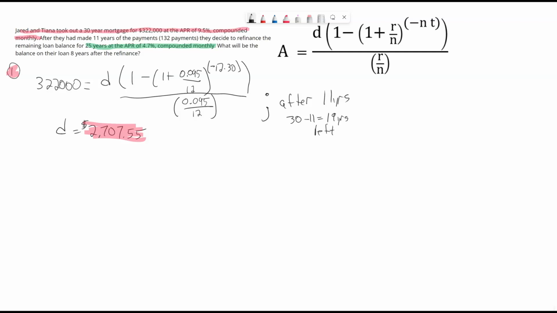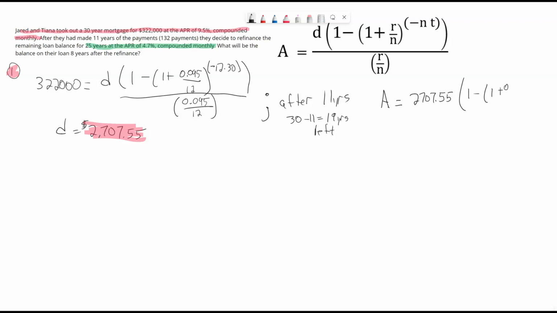So still within this phase of the problem, after the 11 years, if we plug everything in, we get A equals, we have 2707.55. Hopefully you can't hear all that banging in the background. If you can, I apologize. I've got a contractor at home.